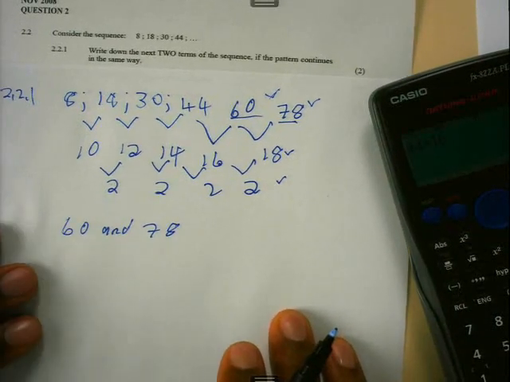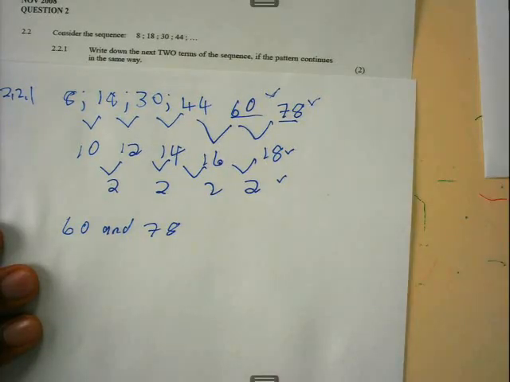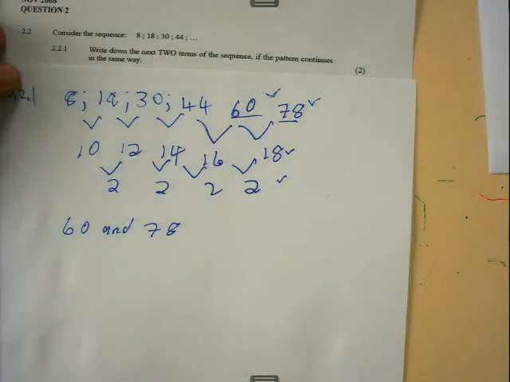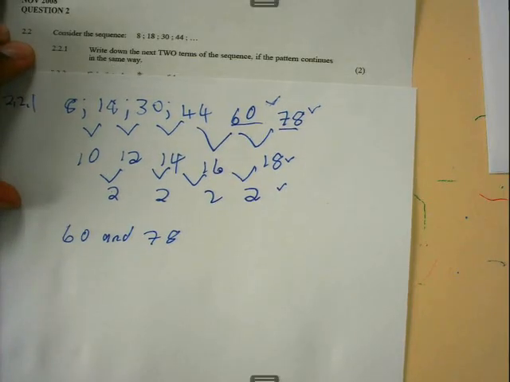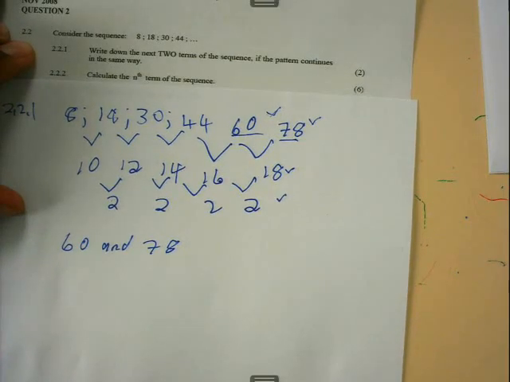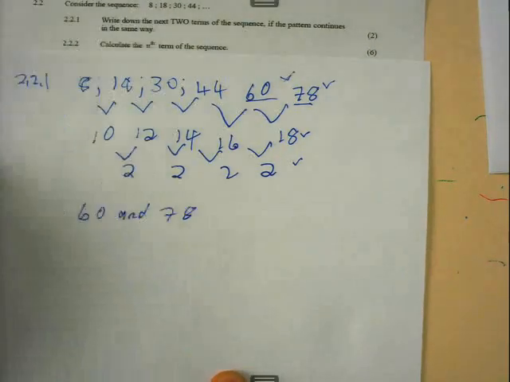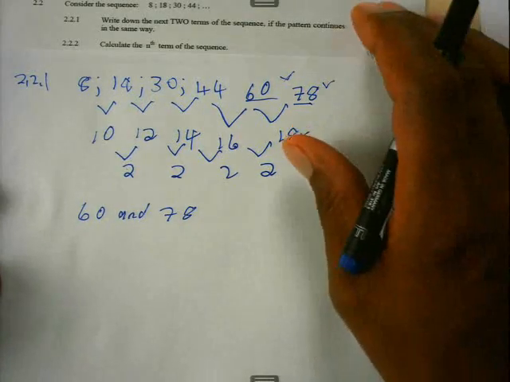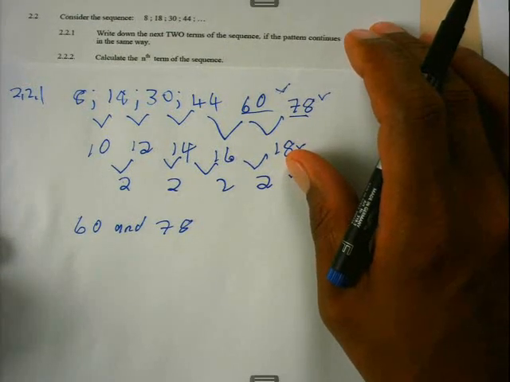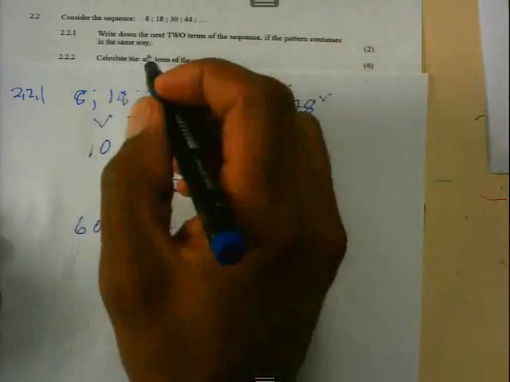Of course, that was the first question. Remember I said the next two terms is very important. Immediately from here I can tell you that this is the quadratic pattern. Good. Now let us look at 2.2. 2.2 says you must calculate the nth term of the sequence. It's very important, the nth term of the sequence.